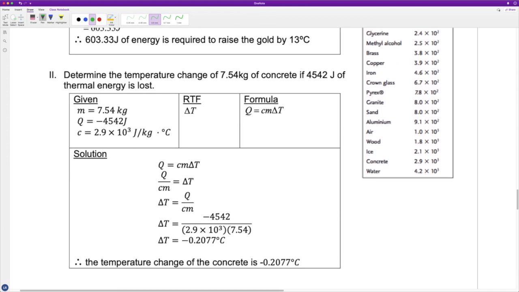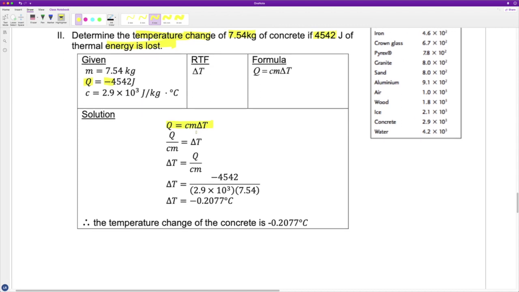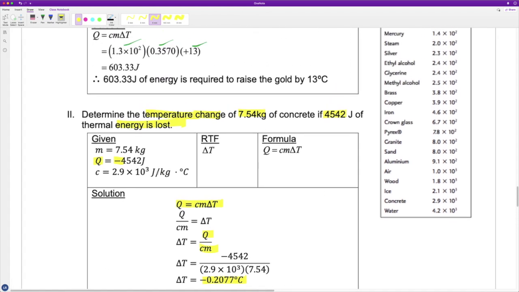Let's take a look at the next question. We're going to determine the temperature change of 7.5 kilograms of concrete if 4,542 joules of thermal energy is lost. All right, so the Q, the loss in energy, has to be a negative amount. So then, using the formula, Q is equal to Cm delta T. Isolating for delta T is going to be Q over Cm, and that works out to negative 0.2077 degrees Celsius.